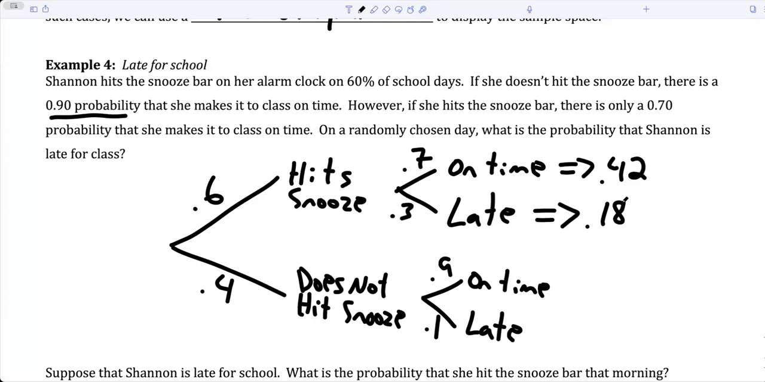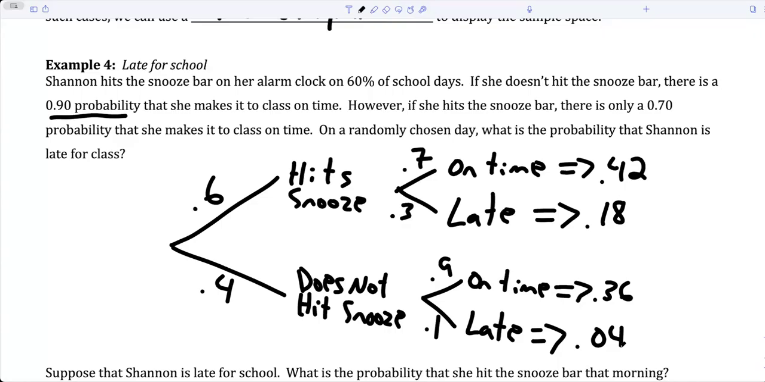What's the probability that she's on time, given the fact that she does not hit the snooze? 0.9 times 0.4, which is 0.36. And this one would be 0.1 times 0.4, which is 0.04. So what do I get if I add these probabilities? It has to be 1. Why does it have to be 1? How many possibilities are there? There's 4. What's the sum of all the different possibilities in a sample space? Has to be 1.